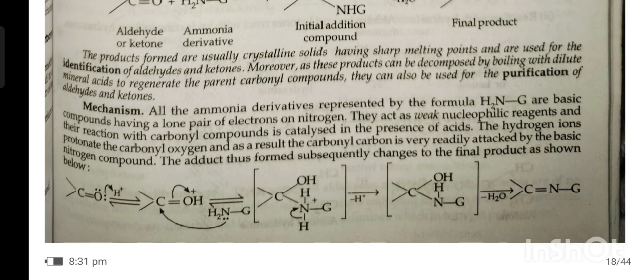Mechanism. All the ammonia derivatives represented by the formula H2NG are basic compounds having a lone pair of electrons on nitrogen. They act as weak nucleophilic reagents and their reaction with the carbonyl group is catalyzed in the presence of acid. The hydrogen ion protonates the carbonyl oxygen and as a result the carbonyl carbon is very readily attacked by the basic nitrogen compound. The adduct thus formed subsequently changes to the final product as shown below.